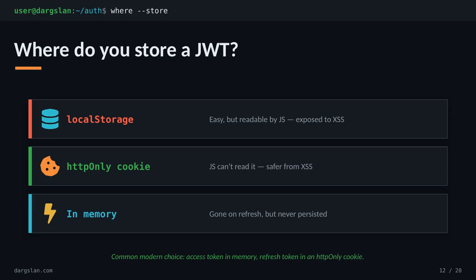So once you've got these tokens, where do you actually put them? Local storage is the easy answer, but anything in there is readable by JavaScript, which means a single cross-site scripting bug hands your token to an attacker. An HTTP-only cookie keeps it out of JavaScript's reach entirely, much safer against XSS, and keeping it just in memory means it vanishes on refresh, but it never touches disk. The pattern most modern apps land on: access token in memory, refresh token in an HTTP-only cookie, best of both worlds.